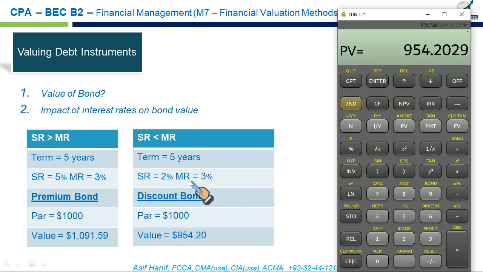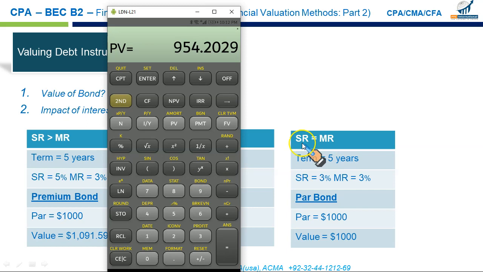Now let's go for the third case. Now in the third case, your stated rate is the same as the market rate. Term is 5 years, stated rate 3%, market rate 3%. This is the par bond. A bond that has a par of 1,000 will get you 1,000 because the stated rate and market rate are the same. Let me show you by first clearing the TVM inputs.